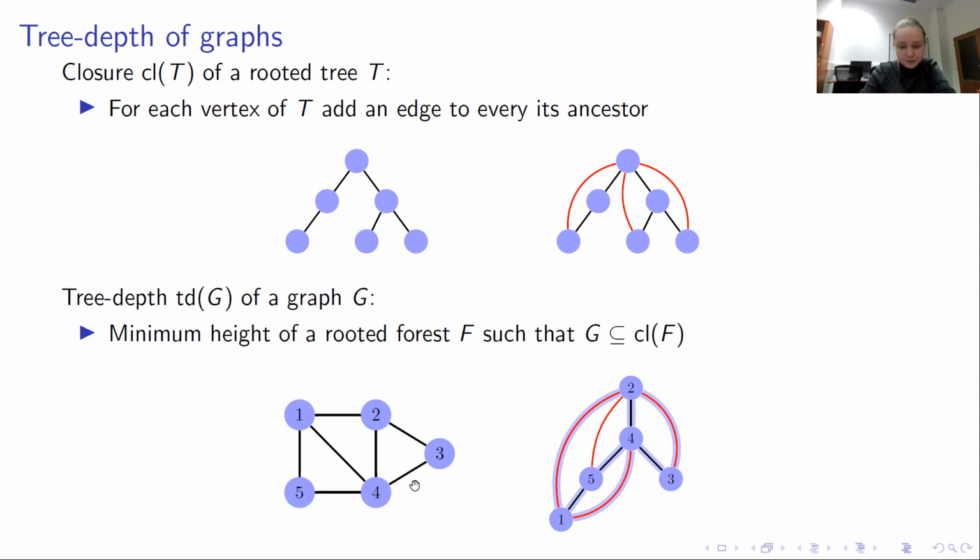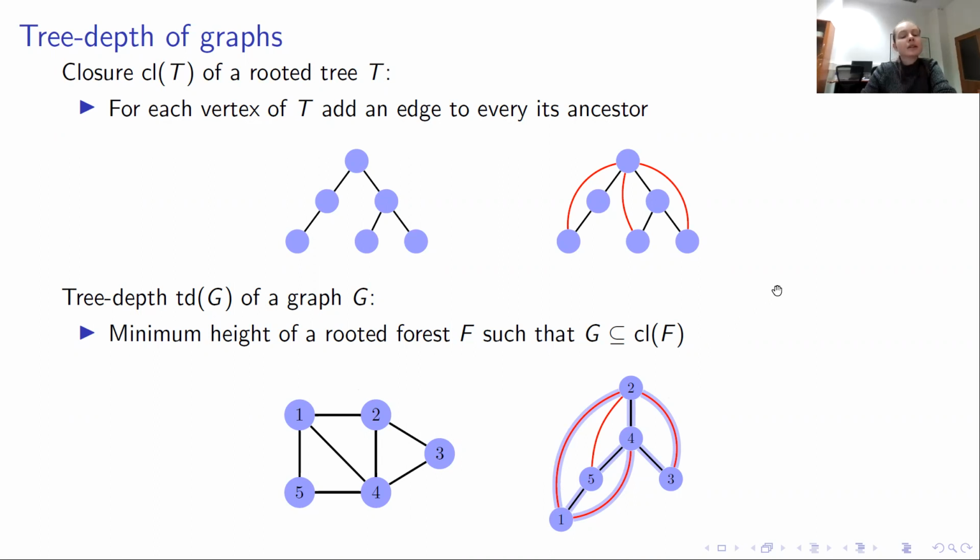So in this picture, this is the graph G on the left. I'm not sure whether you can see the mouse pointing on it. In this picture, the red lines are the closure of the rooted tree, and these thick blue lines visualize how I can find this graph G as a subgraph in the closure.